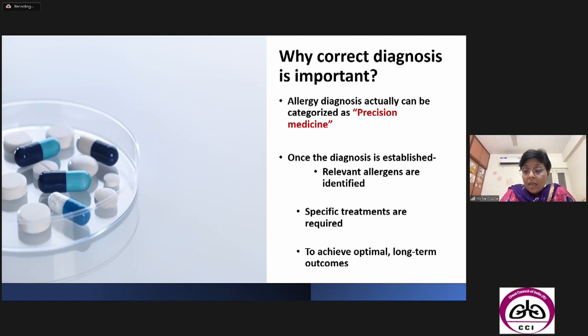It takes a long time, and patients just feel, for how long do I have to continue? So it's a challenge both to the doctor who is treating as well as for the patients. Both have to keep at it so that patients can achieve long-term control and optimal control.